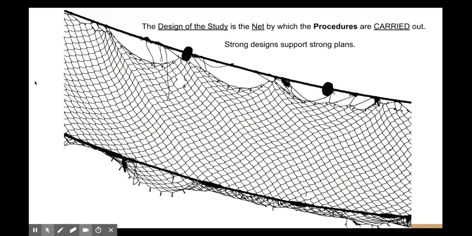So when we think about the study's design or the design of any research investigation, we're thinking about a net. A study is like the net by which the procedures of a study are carried out. So the design of a study is the net by which the procedures are carried out. And that means that strong design supports strong research plans. And so when you do the planning on the forefront, it makes it a lot easier to get the work done at the end. And I think that's where most people tend to go wrong, is that they fail to plan. And one of those great sayings is, if you fail to plan, you plan to fail.